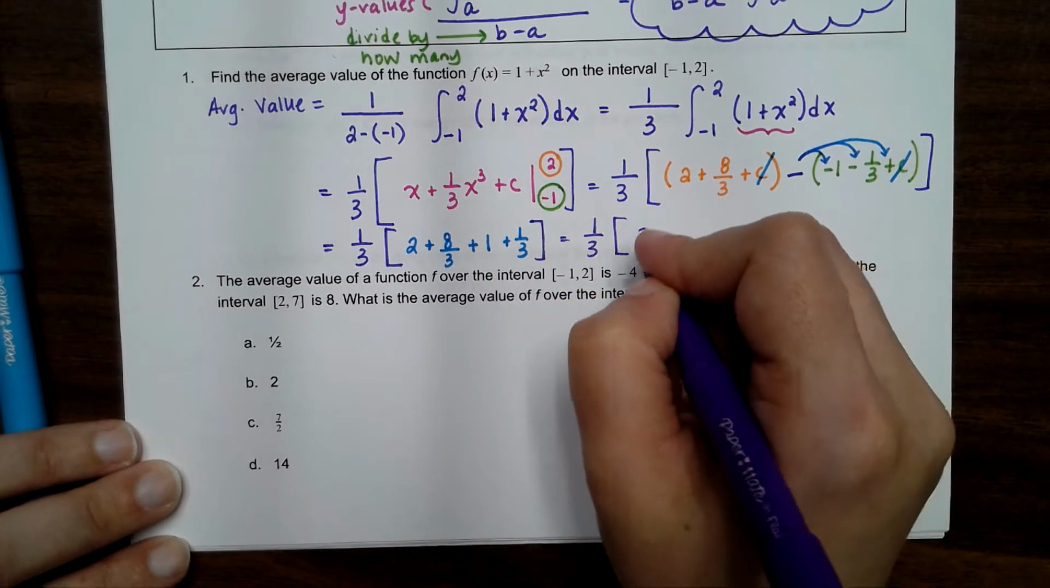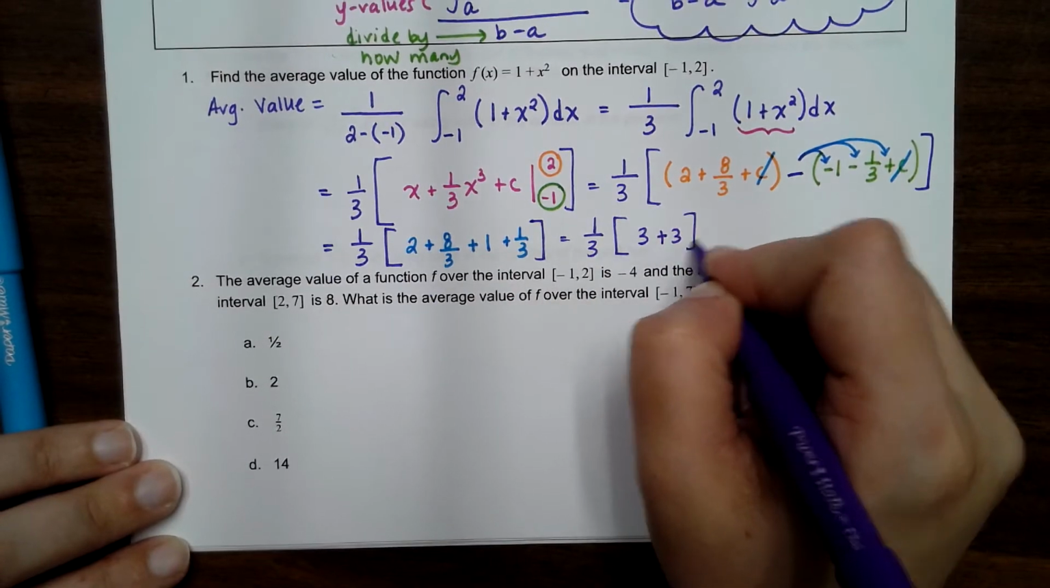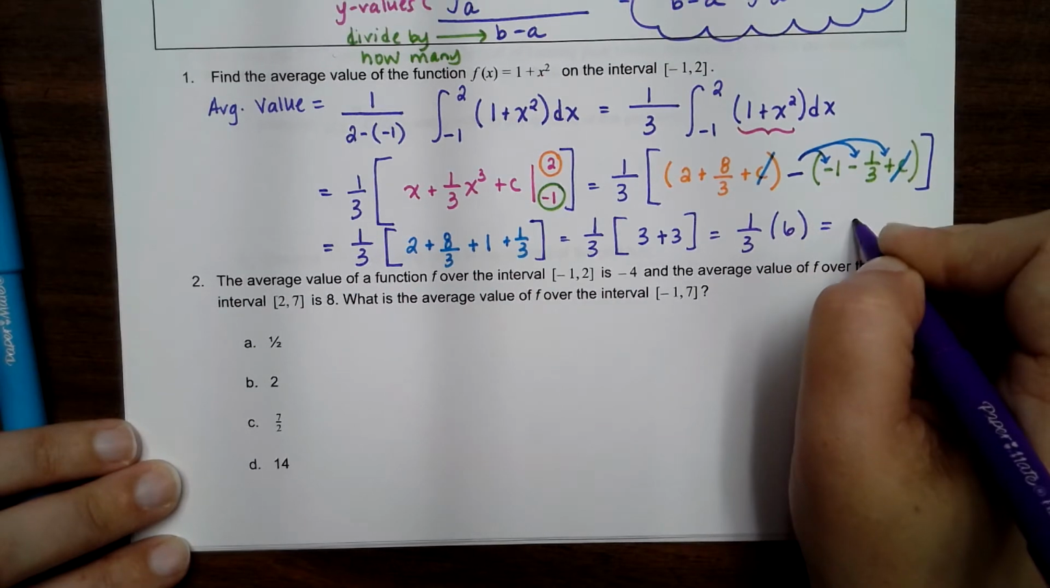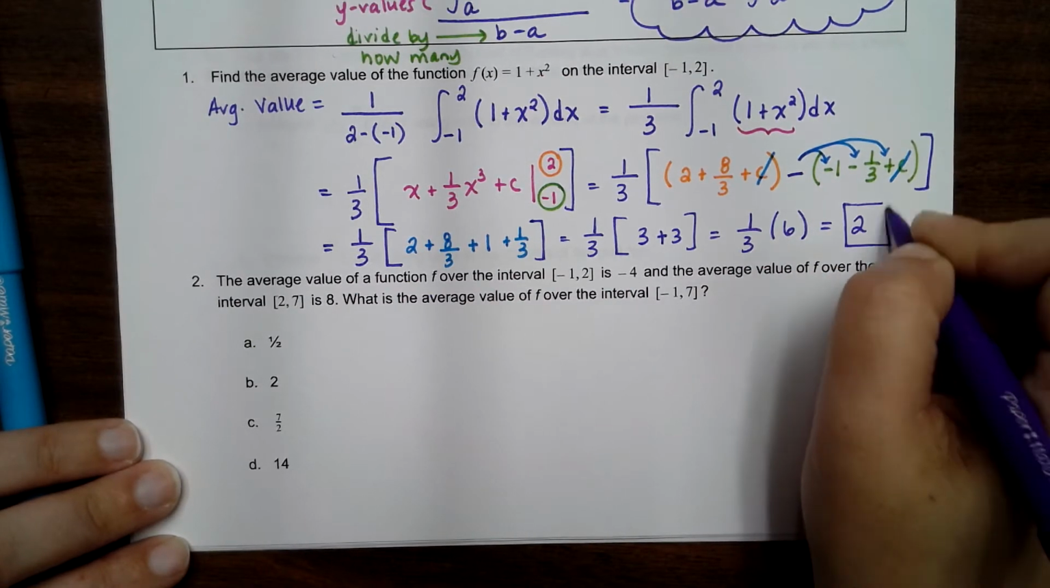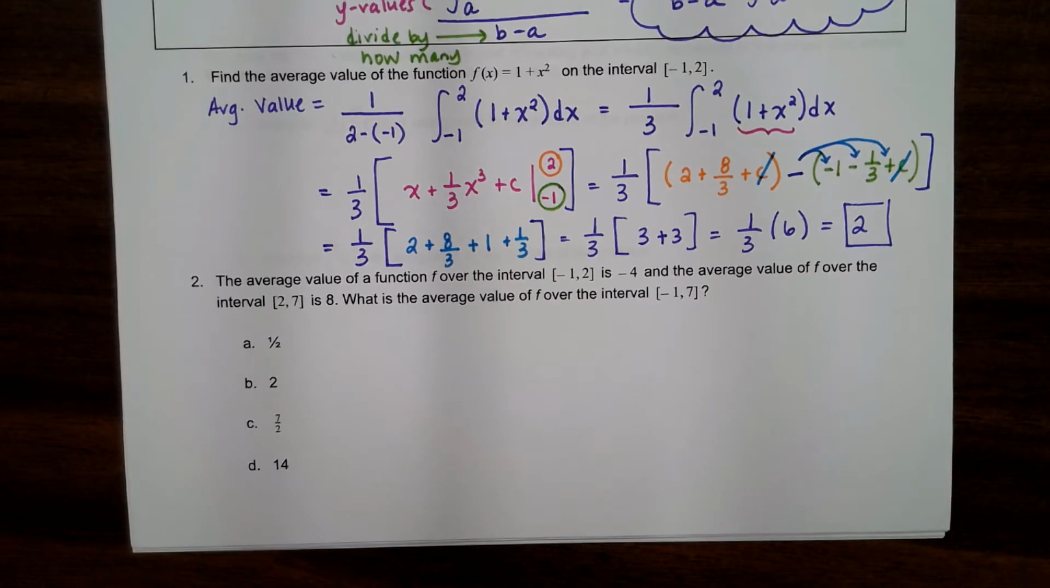2 plus 1 is 3. 8 thirds plus 1/3 is 9 thirds, which is also 3. So I get 1/3 times 6, which would just be 2. So 2 is the average value of that function over that interval.